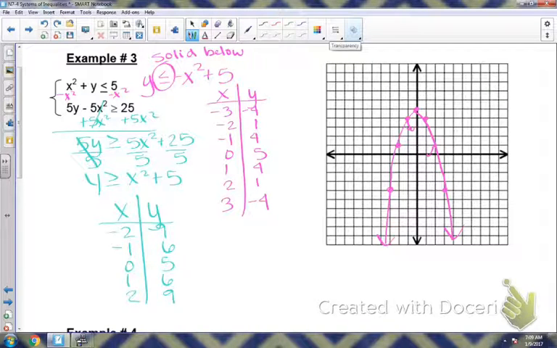Okay, so then the next one, we had -2, 9, -1, 6, 0, 5, 1, 6, and 2, 9. Again, check your inequality. It's greater than or equal to, so you would have a solid and you would shade above.